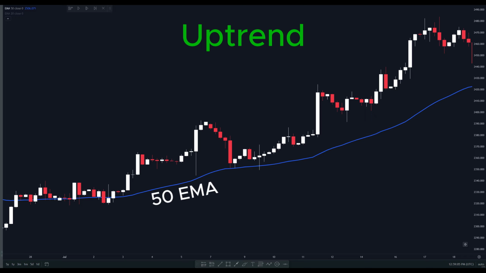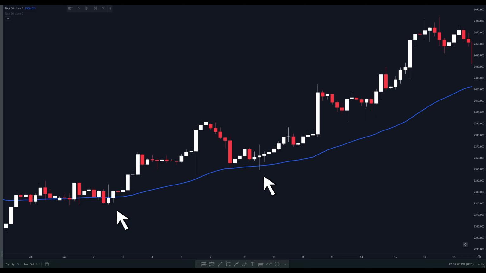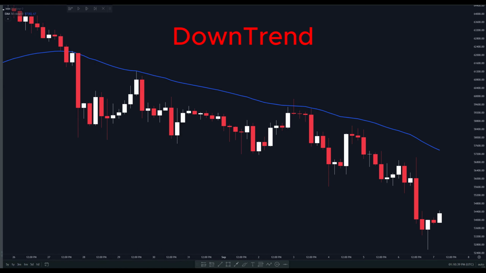In an uptrend, the price stays above the moving average, and whenever price taps on moving average line, the price finds support there. And we can expect that price will bounce back from here, so we will look for buying opportunities here. In a downtrend, price moves below the moving average, and whenever price taps on moving average line, it finds resistance, and we can expect that price will bounce back from there, so we can look for some short opportunities near the moving average line.